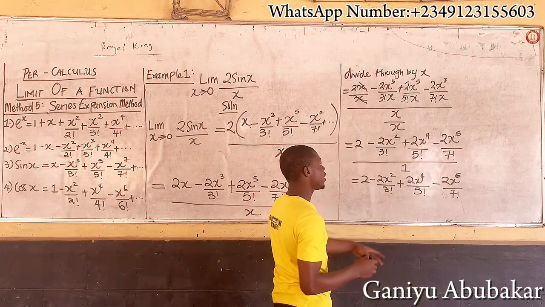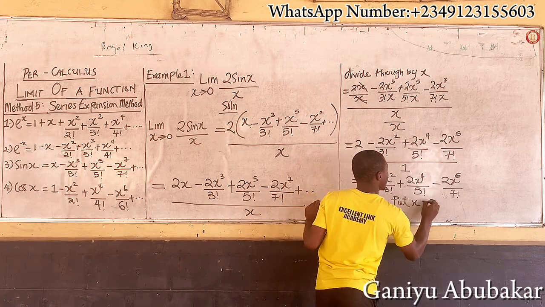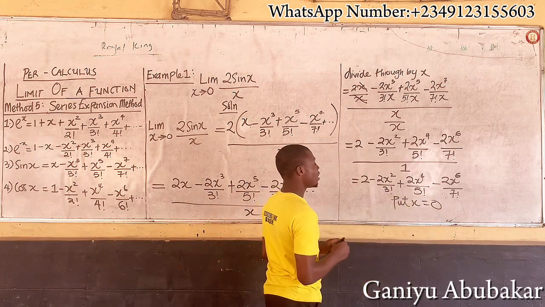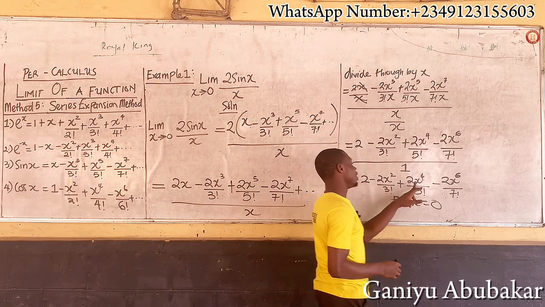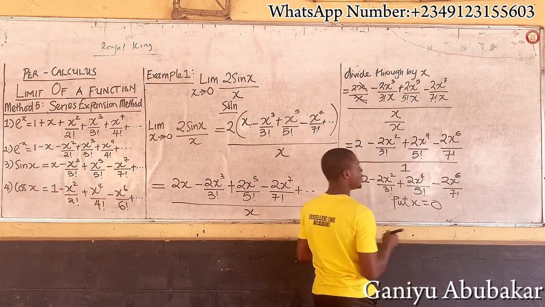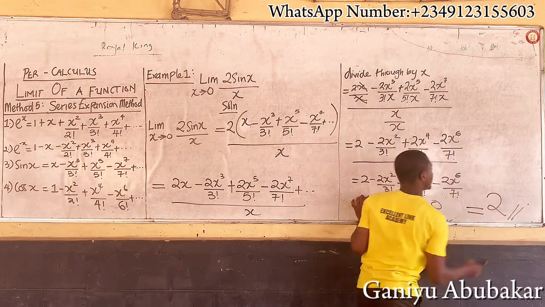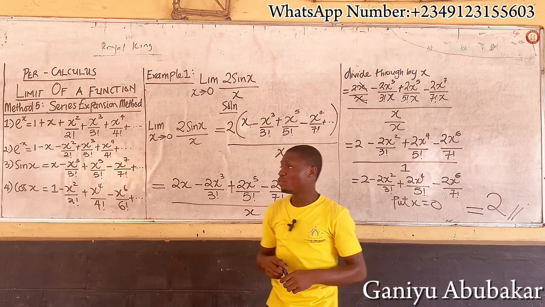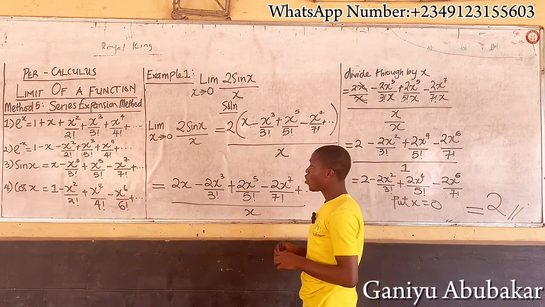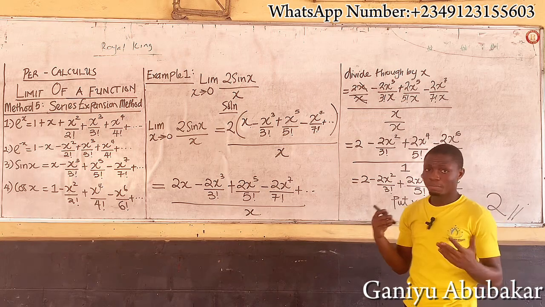We said after dividing through by x, put x as 0. So observe, if I put x as 0 here, 0 here, 0 here, they'll all be 0. So I'll be having just 2 left. So in this case, my answer is 2. This is how to evaluate problems using the concept of series expansion method.